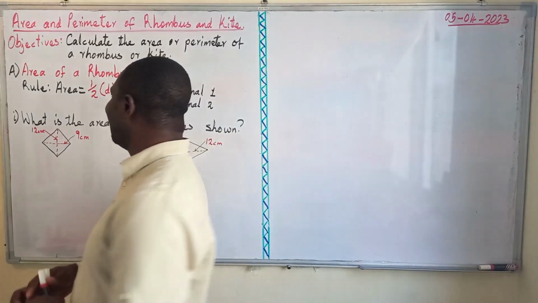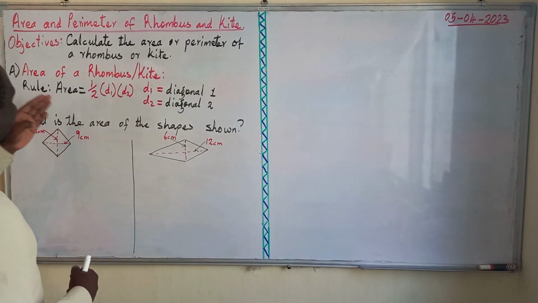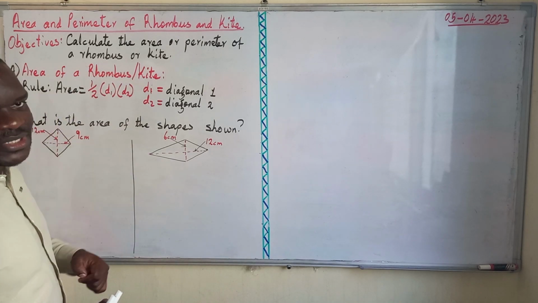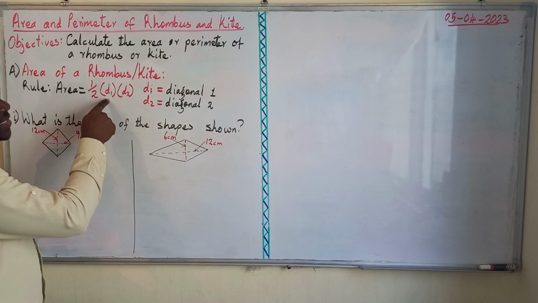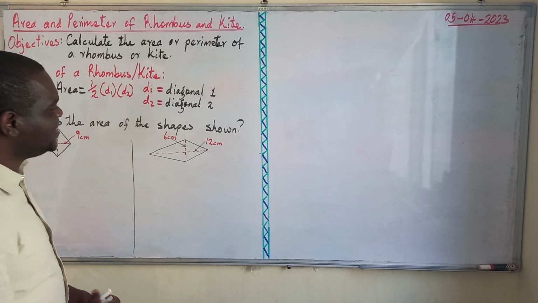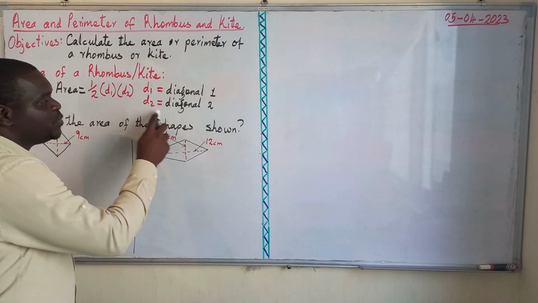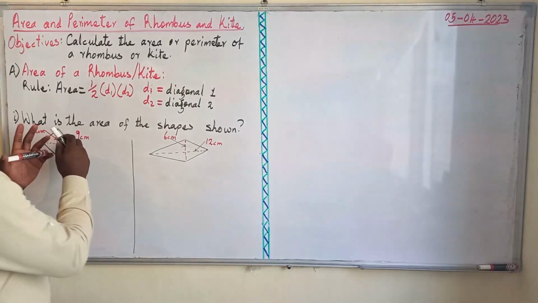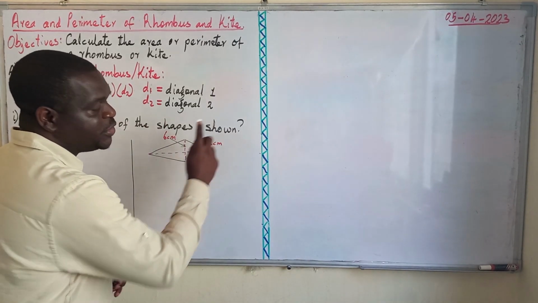Let's move to the examples we have, and before we go to the example, let's understand the rule. To find the area of a kite or a rhombus, the rule states that you take half of d1 and d2. What is D1 and D2? D1 simply means diagonal 1 and D2 is diagonal 2. The example says, what is the area of the shapes shown?